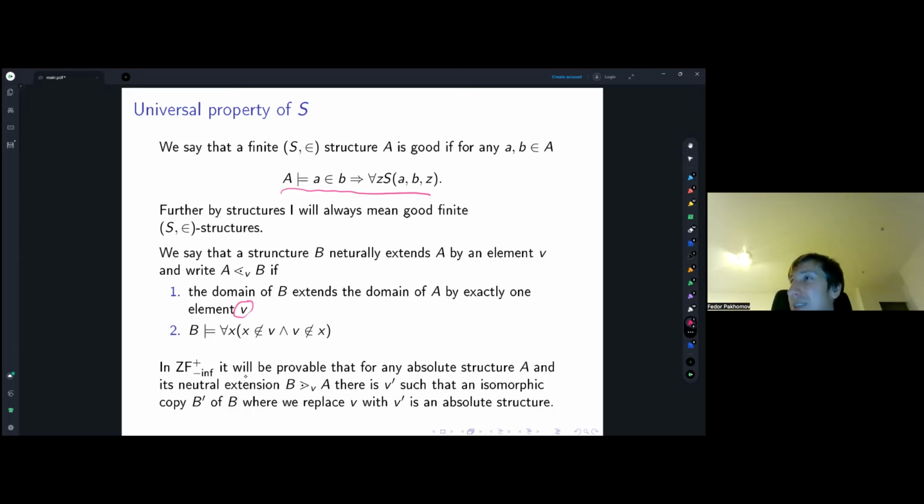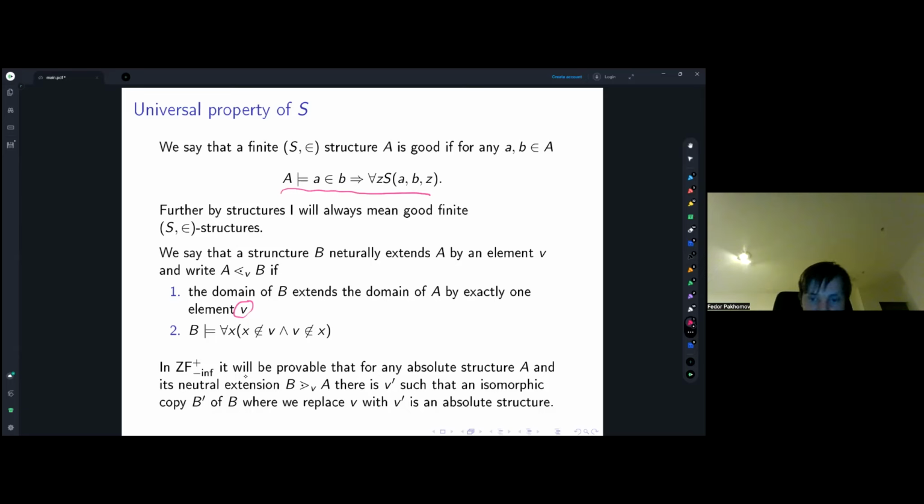probably it's not the best way to think about it, because I'm thinking about the structures A and B as not the whole universe, but fragments of the universe. So this additional element V is more like an element to the side of what has been happening so far. You just choose some set that is not connected to anything that we had before. So this is what a neutral extension is.